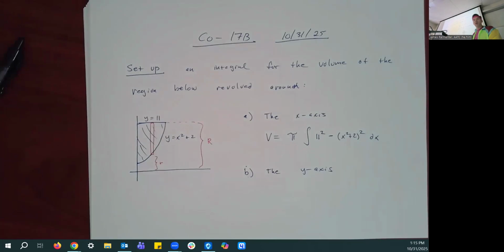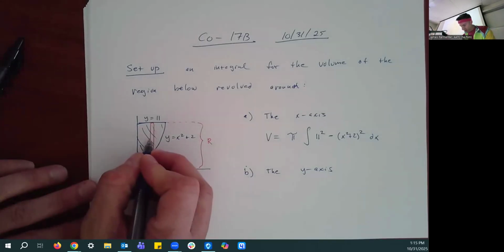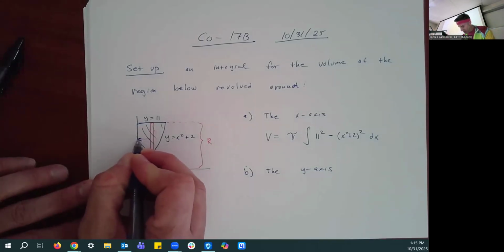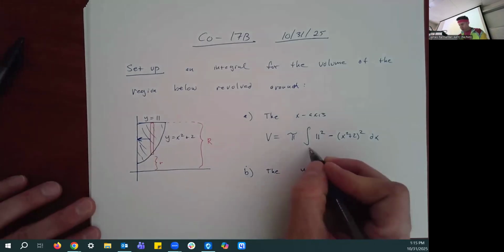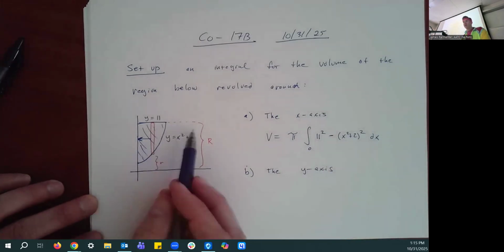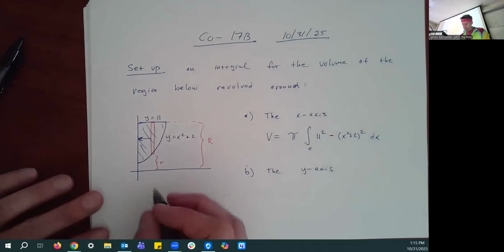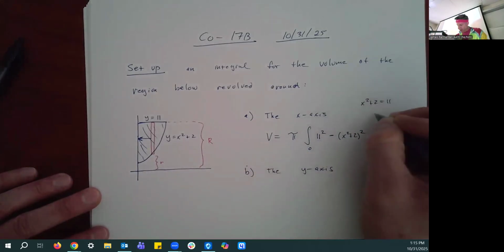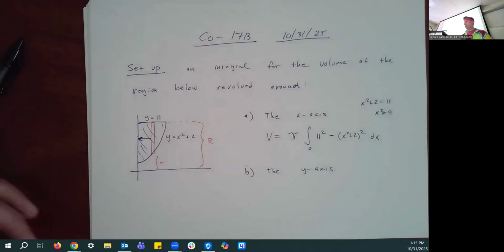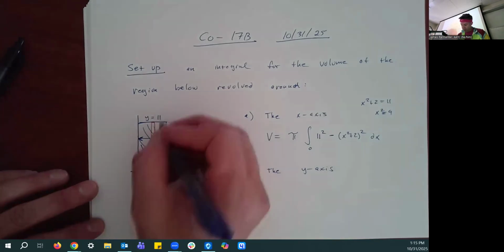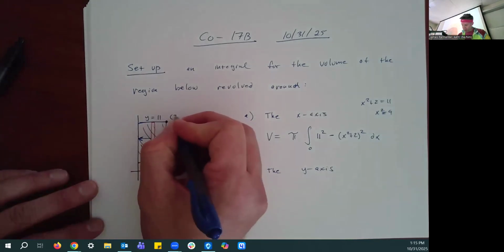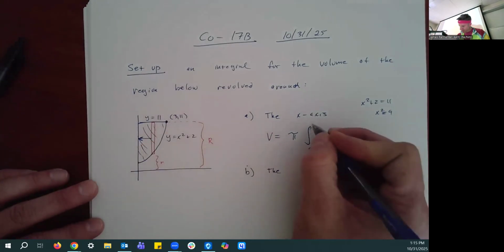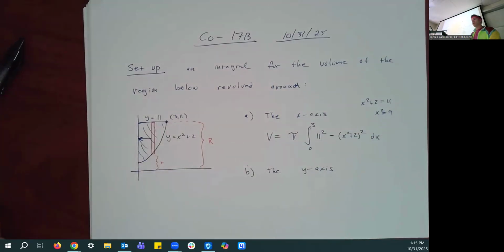I imagine you all could agree that my limits of integration are going to be as low as x equal to 0, because this region certainly goes as far left as x equal to 0. But to find the upper limit of integration, we need to set the functions equal to each other to see where they cross. If we set x squared plus 2 equal to 11, we get x squared equal to 9. We get x equal to plus or minus 3, but clearly it's positive 3. That point right there is the point (3, 11). So the upper limit is 3.